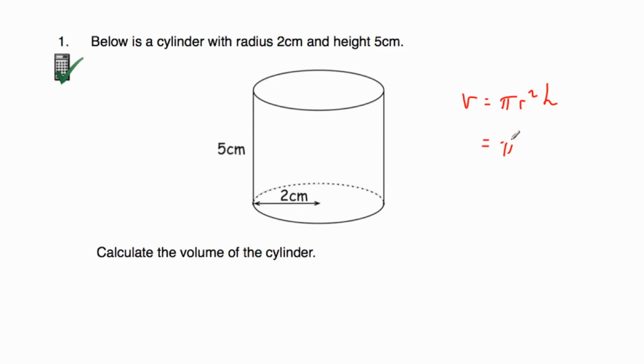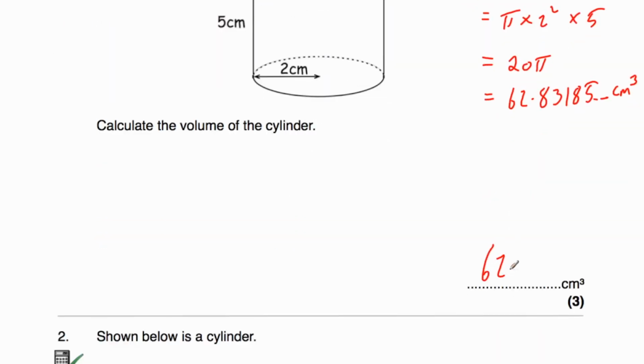So let's do that. We're going to do pi times 2 squared to get the area of the circle and then multiply by 5, the height. And this is a calculator question, pi times 2 squared times 5, that's equal to 20 pi. Alternatively, we could write it as 62.83185 and so on, centimeters cubed, because it's the volume and we're dealing with centimeters. So the answer will be 62.83 to 2 decimal places, or 20 pi.